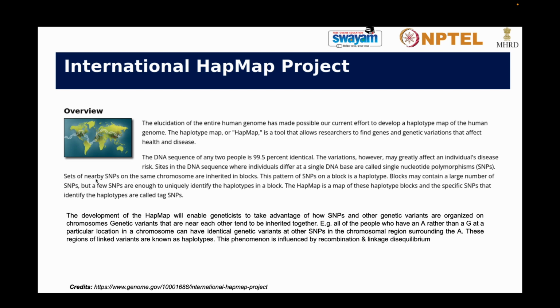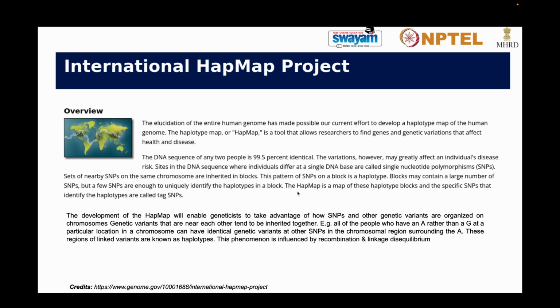And when we create a set of these nearby SNPs on the same chromosome, that is known as a haplotype, and it is generally inherited in blocks. So if two SNPs are lying close to one another, they will be inherited together. This pattern of SNPs on a block is known as a haplotype, and blocks may contain a large number of SNPs, but a few SNPs are enough to uniquely identify the haplotypes.